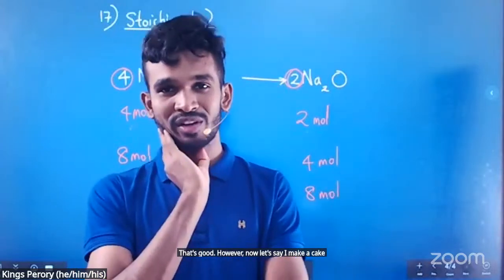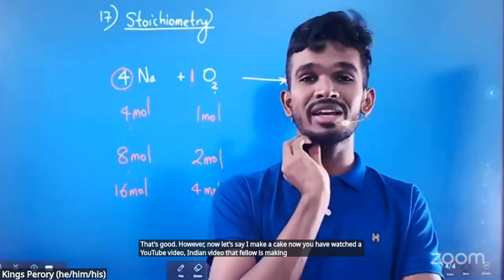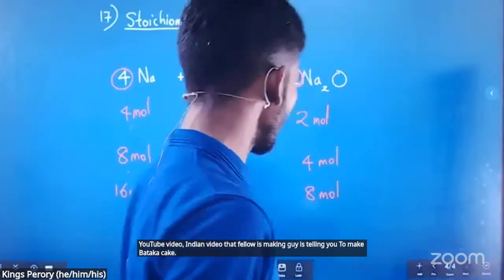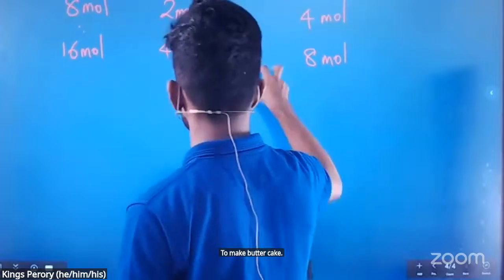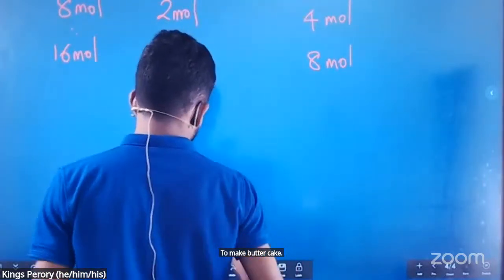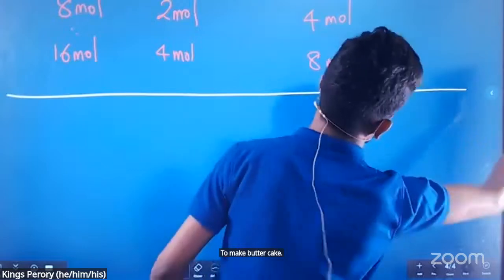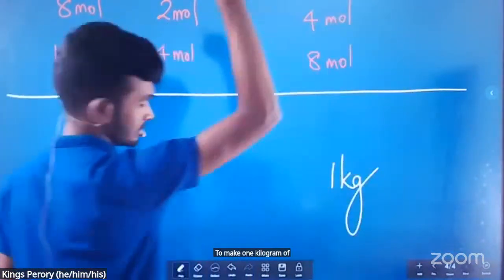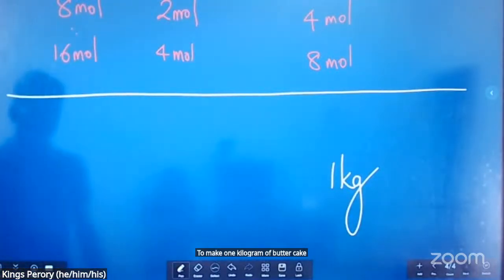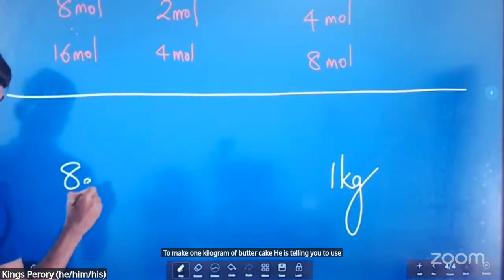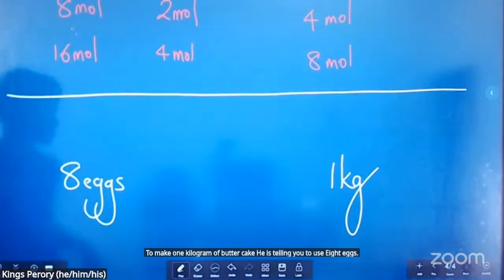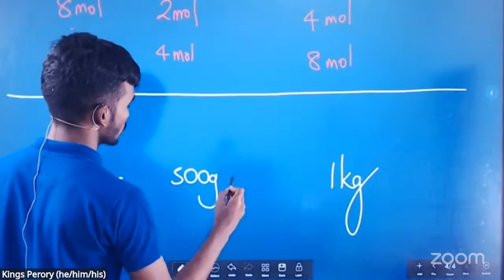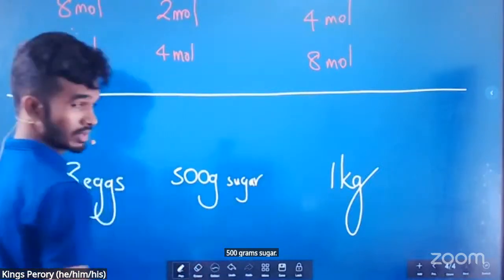You have watched a YouTube video, an Indian video, where that fellow is making a cake. Now, one guy is telling you to make butter cake. To make 1 kilogram of butter cake, he is telling you to use 8 eggs, 500 grams sugar.